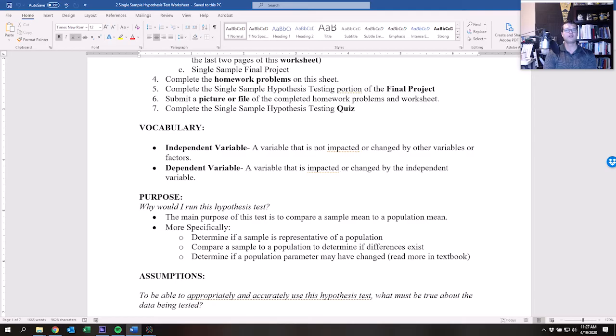And so if I have population data and I have the sample data, I'm comparing the sample to the entire population without pulling the sample out. Okay, so it's the sample compared to everyone, including themselves. And that's the big difference there between single sample and independent samples, which we'll get into later. And then also to determine if a population parameter may have changed.